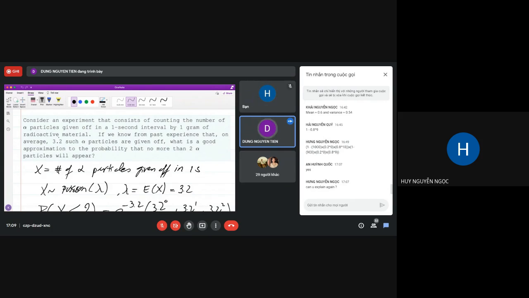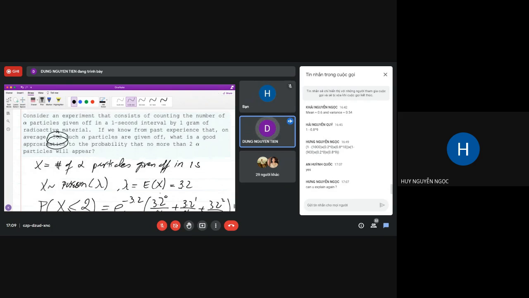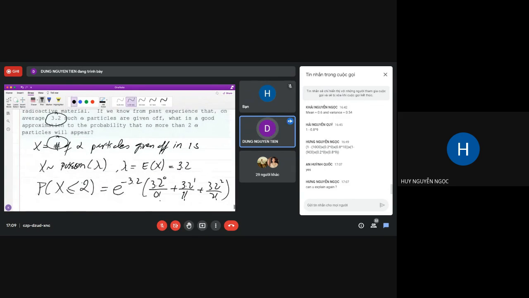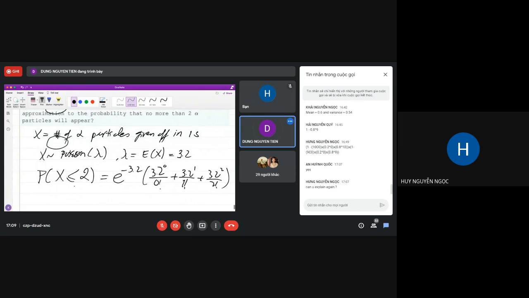From past experience, we have that number. So you get this one, and then you want to find the probability that X is less than or equal to 2. It is the probability that X equals 0, 1, or 2. Understand? The probability that X equals 0 is the exponential minus 3.2 times 3.2 to 0 over 0 factorial. And you have the other terms. Is that clear? Okay. All right. Are there any other questions, everybody?